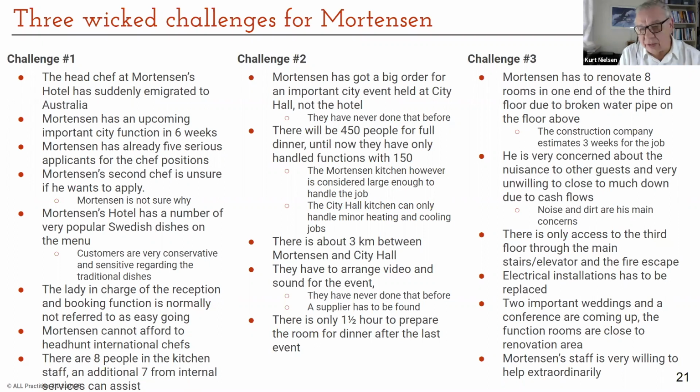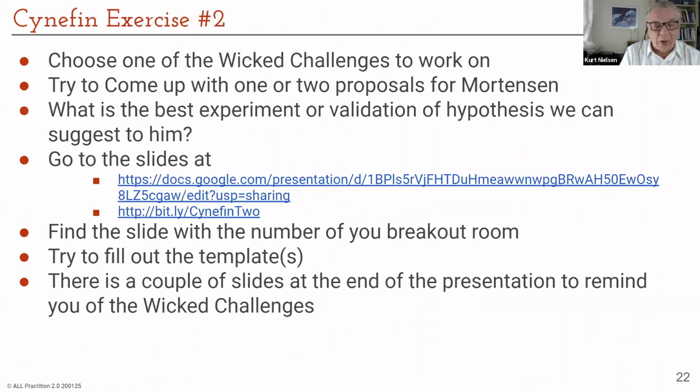Now, these are the 3 challenges, and I'd like you to jump into your rooms again and have a discussion about these wicked challenges. Can you come up with either 1 or 2 proposals, depending on how fast you are, for dear old Mortensen? What can we suggest to him? What is the best thing he can do? Just pick one of those challenges, at least one experiment that would make sense and would bring him closer to having a plan of action. Does that make sense to you all?